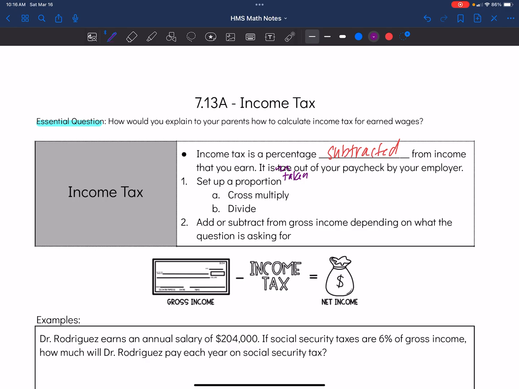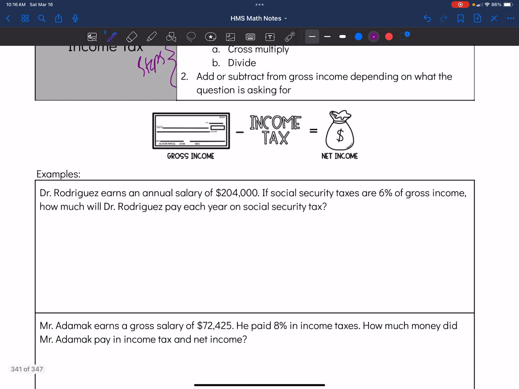So these are our steps. We are going to set up a proportion, cross multiply, divide, and then, depending on what the question is asking for, we will either add or subtract. Well, I guess we wouldn't really add, we would just subtract. Anyway, let's get into it so we can put this into practice.